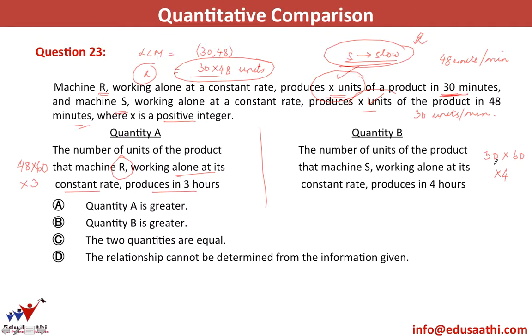So the only thing that I now have to do is use my calculator. So it will be 48 into 180. So this will be 8640, and this will be 30 into 240 that I have. So I'll get my answer as 7200. So if I just look at the two calculations that I have done, I would see that option number A is coming out to be greater than option number B. Okay.